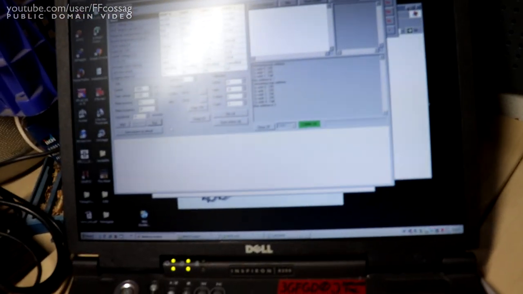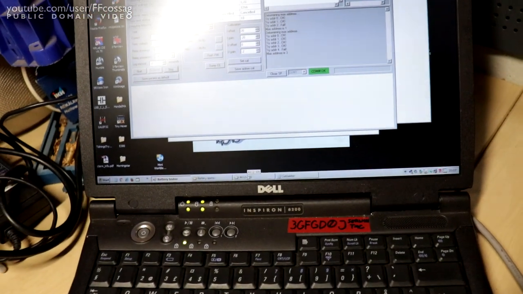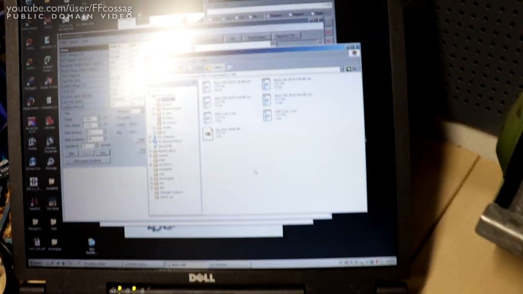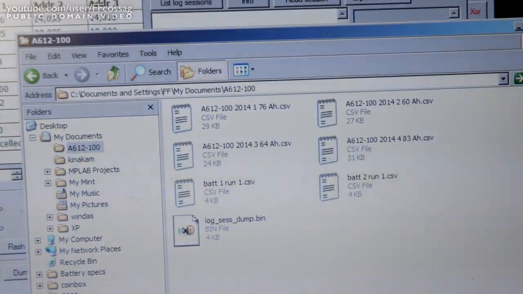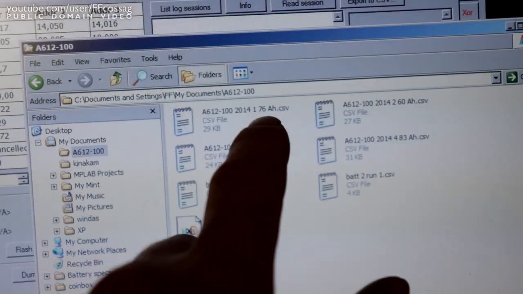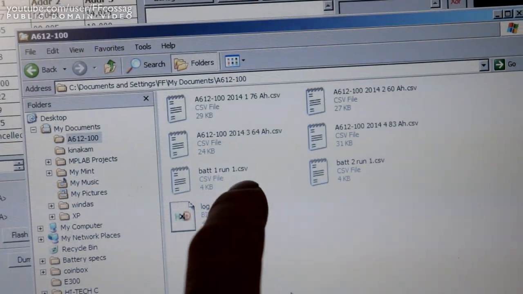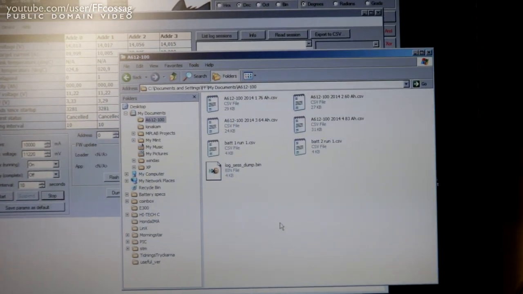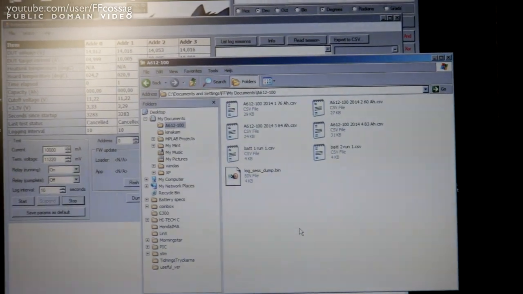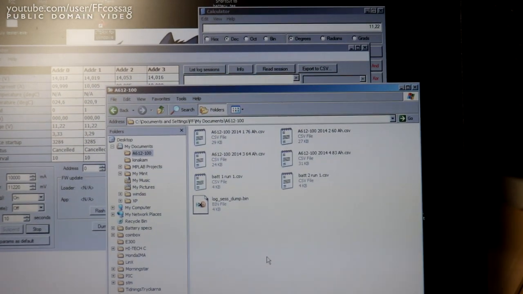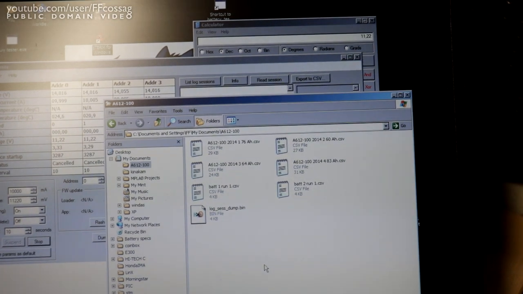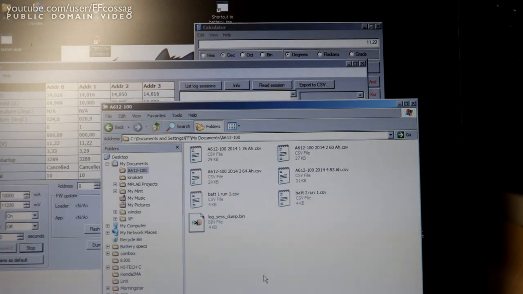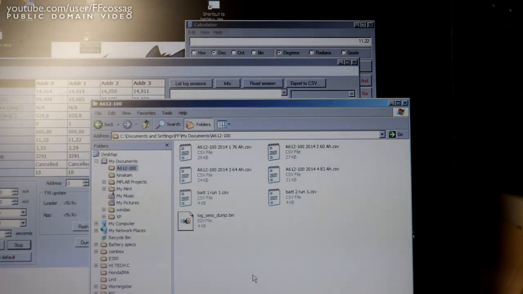I did even find the old test I've done on these in the past. Now, they actually performed very poorly back then. Here's the data from that, and we have one at 76 amp-hours, one at 64, one at 83, and one at 60. But I don't recall what settings I actually used for that, so whether or not that's representative of any real capacity according to spec, it's unknown.